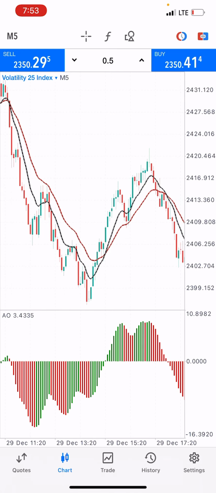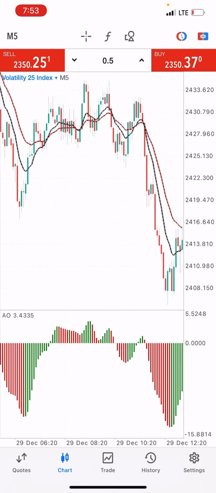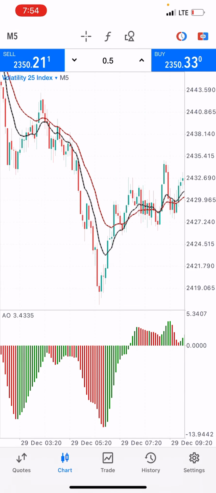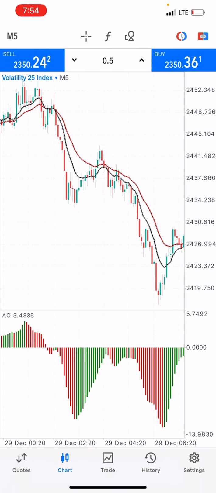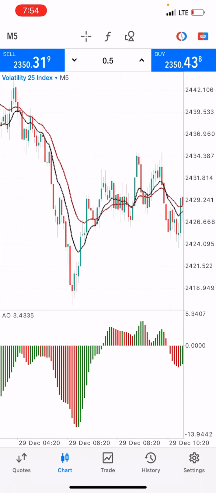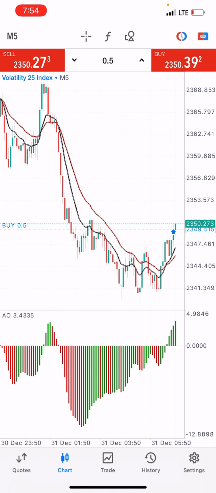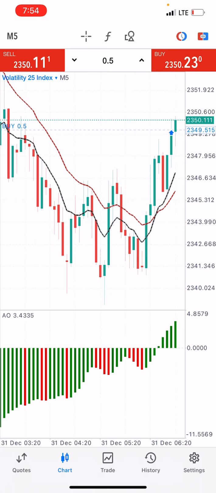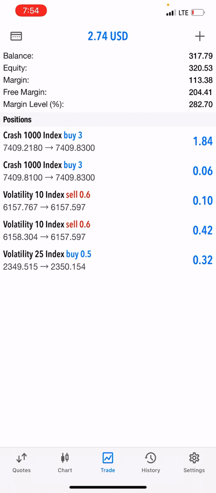The black crossed above the red, it's a buy. When the red crossed above the black, it's a sell. Continuously making money from the market. You can see it's still buying. Look at our trade. It's still on the buy. You can see, guys, we're still making money right here.